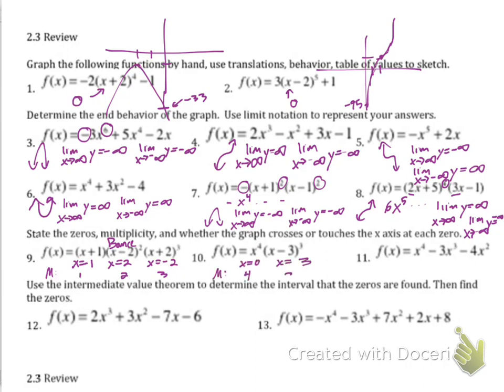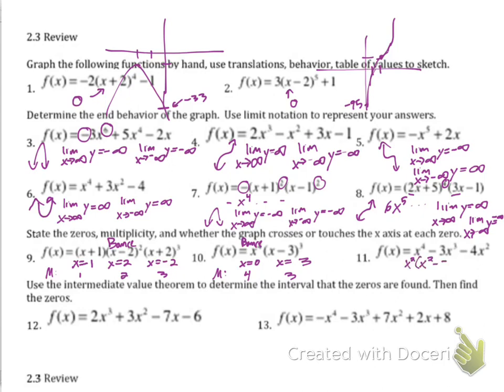Number 10, 0 is a factor whenever a power of x is pulled out. 3 is a factor. Multiplicity 4 for the 0, multiplicity 3 for the inside factor. There's a bounce wherever there's an even multiplicity, even degree for your factor. So there's a bounce at x equals 0.